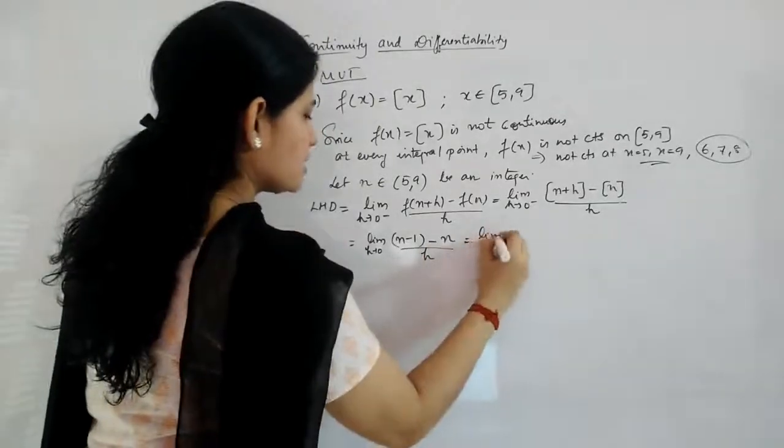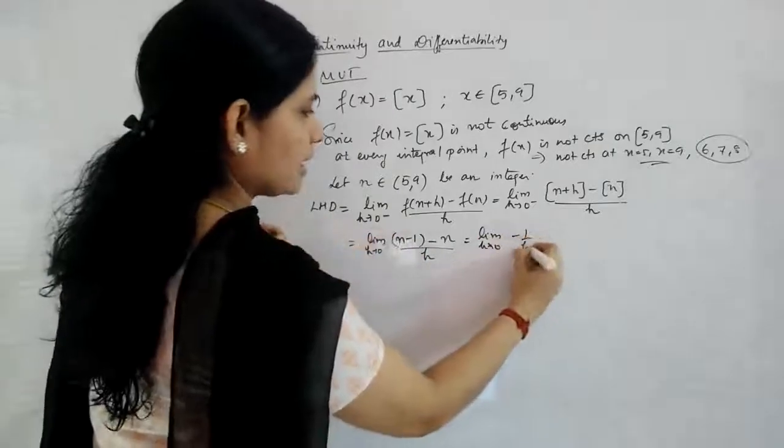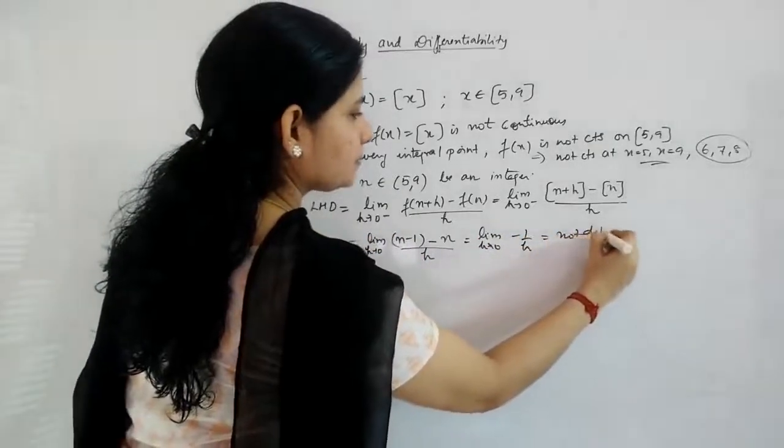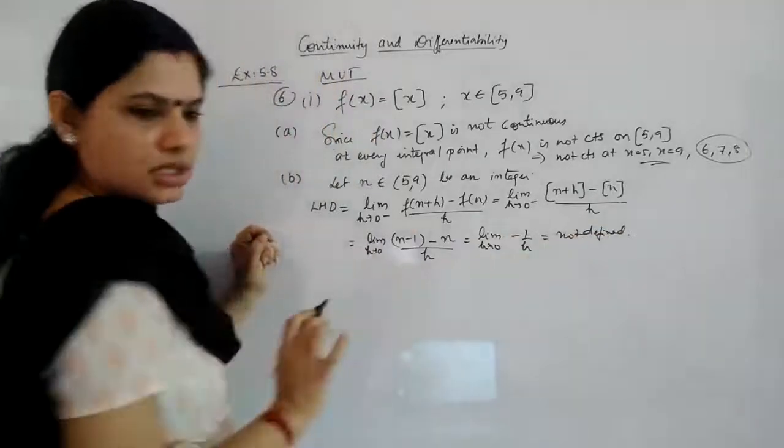Here it is divided by h. That means you are getting limit h tends to 0 of minus 1 by h. That is not defined, since when you apply this, it will be 0 in the denominator, so it is not defined.